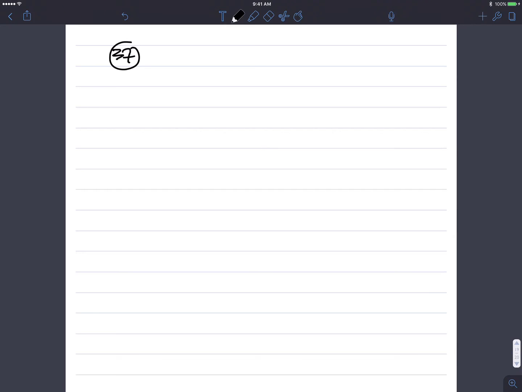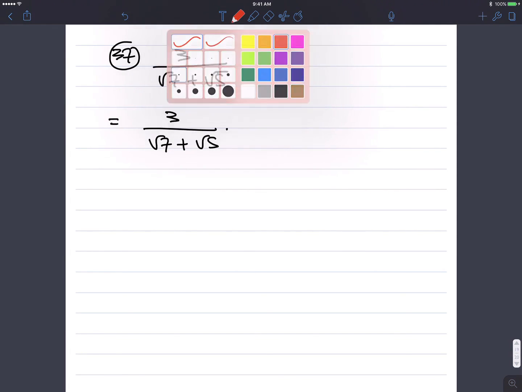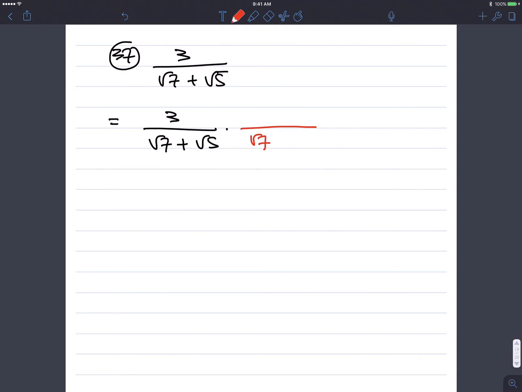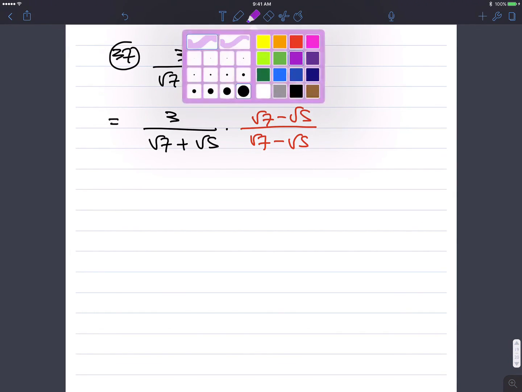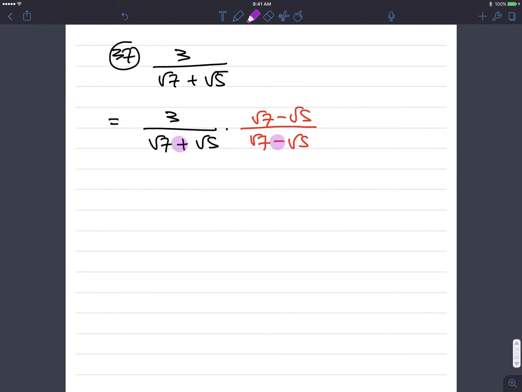37. 3 over the square root of 7 plus the square root of 5. Let's try it this way. 3 over the square root of 7 plus the square root of 5 times the conjugate, the square root of 7 minus the square root of 5. So again, notice we're multiplying by, if we look at the details, plus, minus. Conjugates.